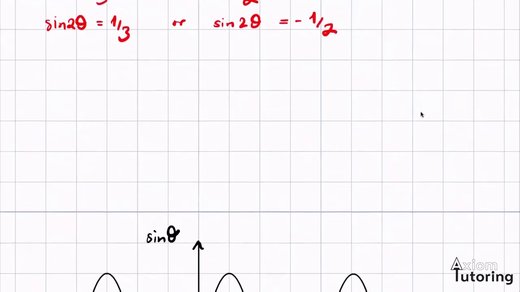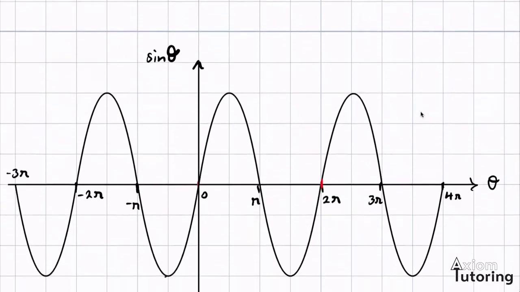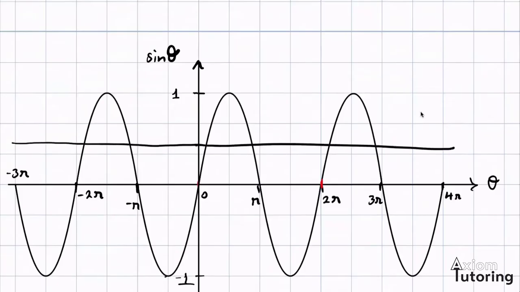So for sine 2 theta equals 1/3, well, let's think about where 1/3 will be here. If we have 1 here, that's our maximum value for sine, and we have -1 here, 1/3 is going to be about there. Doesn't have to be perfect, we're approximating. That's our first solution, and then we have -1/2. So -1/2, let's put it there.